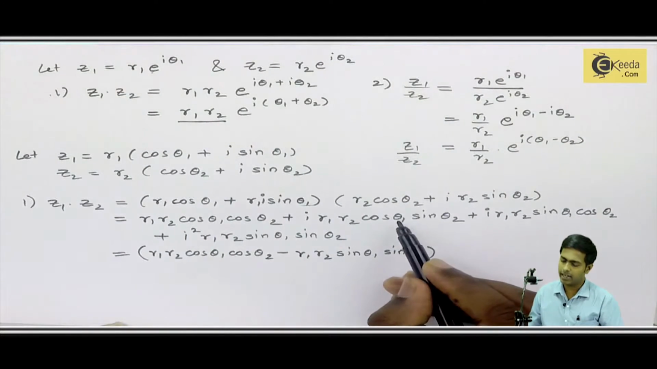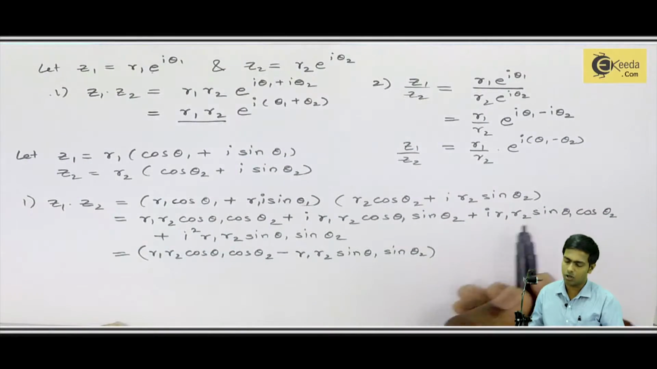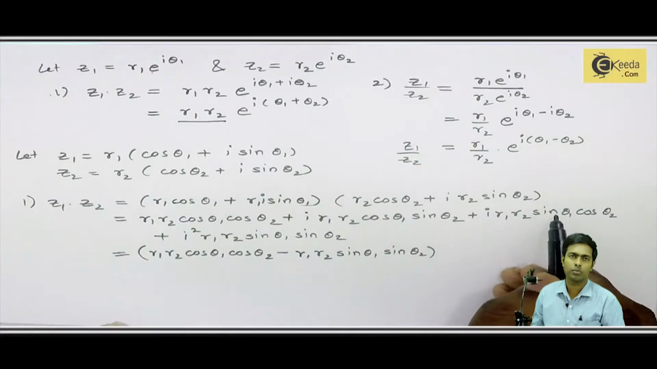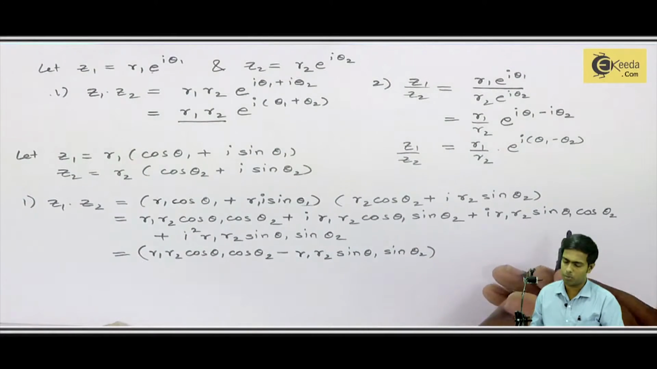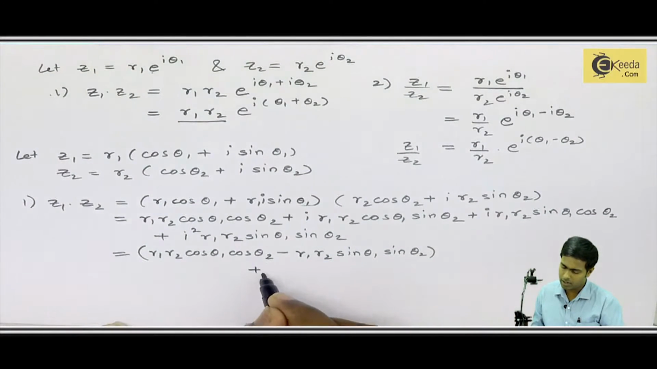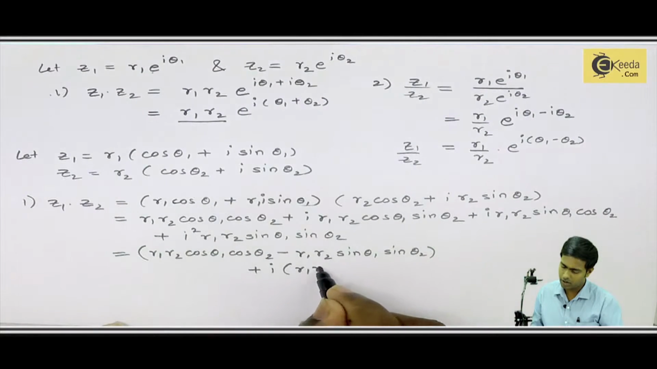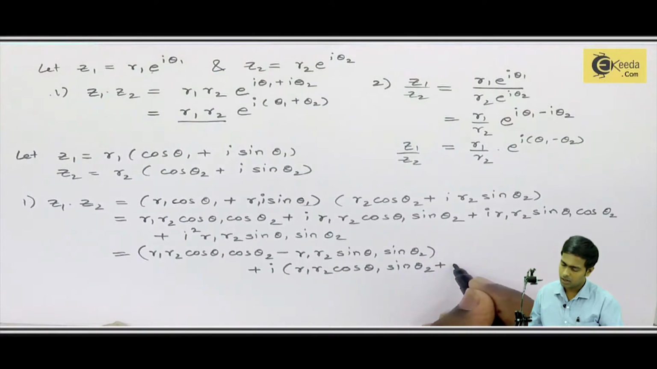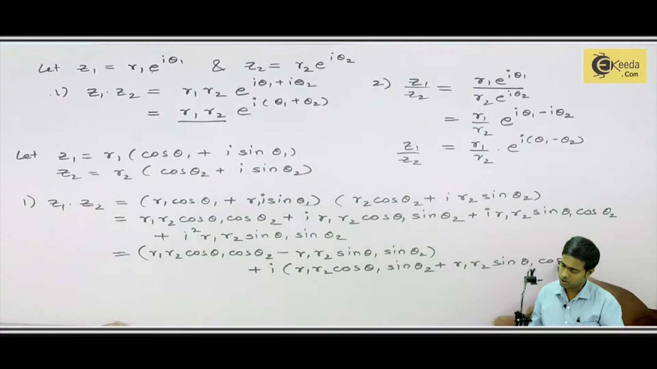Similarly, this second and third term consist of the imaginary term, that is i. So we will take these two terms together by taking i common. So it will give us plus i [r1 r2 cos theta 1 sin theta 2 plus r1 r2 sin theta 1 cos theta 2].